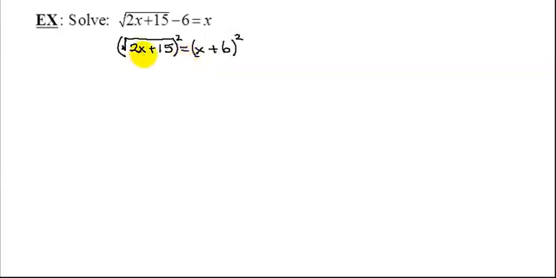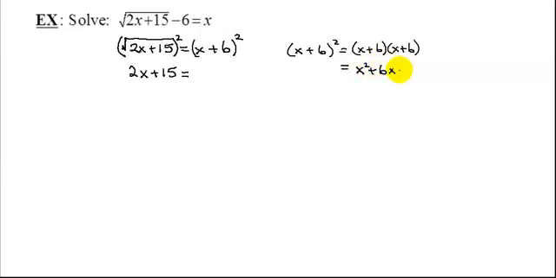Notice on the left-hand side, this square undoes this square rooting, and I'm going to land up with 2x plus 15 equals x plus 6 all squared. Now there's two ways to do x plus 6 all squared. One way is you can write it out as x plus 6 times x plus 6, and then you can FOIL it out. I'm going to do this very quickly: first term, outer, inner, and last.